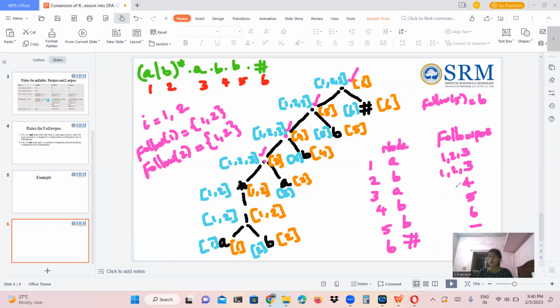So almost the follow position also we completed. Okay. So next we have to draw the diagram of a DFA. Directly we can consider this particular follow position and easily convert it to the diagram. So how can we draw the diagram? Yes, I'll tell you.